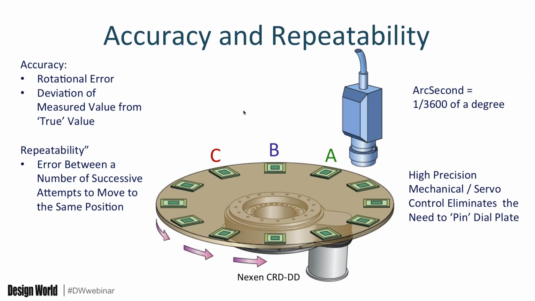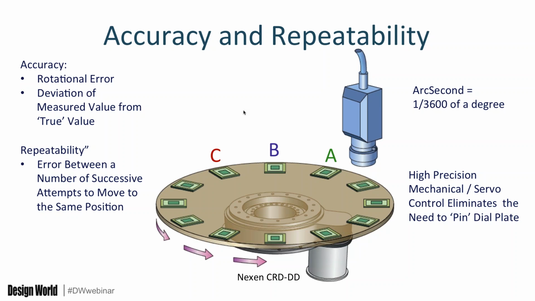So then we go to the subject of accuracy and repeatability. We were looking earlier at an automated transfer and assembly with the pick and place units. And then you want to consider, how accurate do I need this to be? Accuracy is basically the rotational error, or the deviation of the measured value from the true value. And repeatability can be the error between a number of successive attempts to move to that same position. So with any rotary indexing application, obviously accuracy and repeatability is going to be a concern.